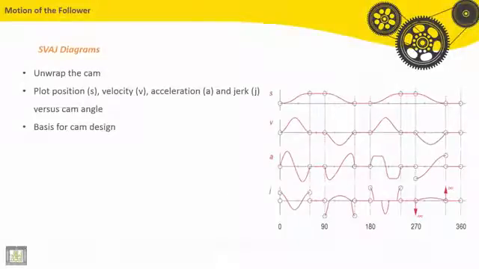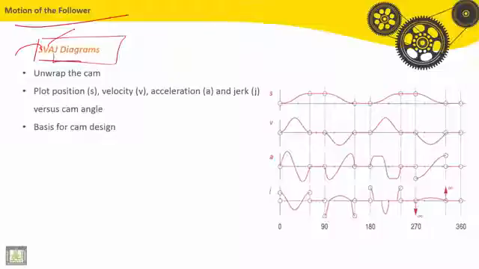Let's see here the motion analysis of the follower. So the most important thing in CAM design is something called SVAJ diagrams. So S means position, V means velocity, A means acceleration, and J means jerk.